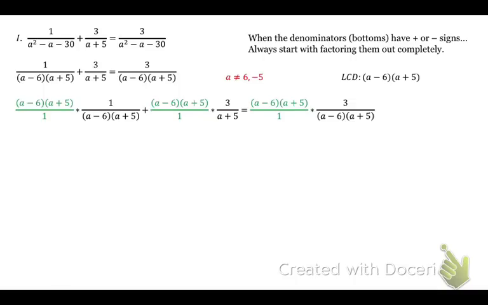Okay, I'm going to put those over 1. So I have a minus 6, a plus 5 times 1 over a minus 6, a plus 5, plus a minus 6, a plus 5 times 3 over a plus 5. That equals a minus 6, a plus 5 times 3 over a minus 6, a plus 5. Now in that first one, those a minus 6s cancel, a plus 5s cancel. Second one, a plus 5s cancel. Third one, a minus 6s cancel, a plus 5s cancel.